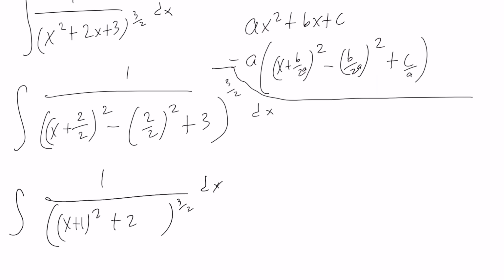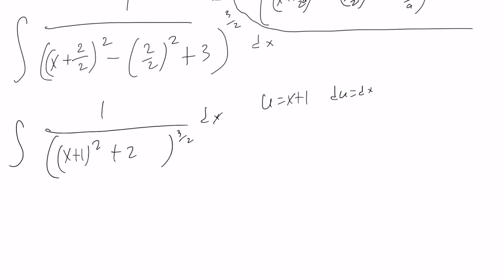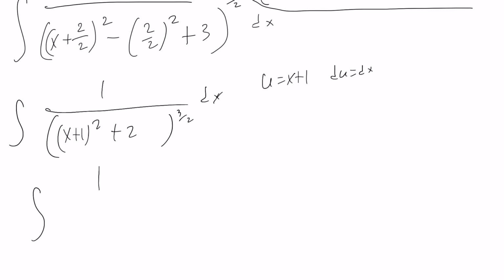Okay, so we have this x plus 1 hanging out. It's not very convenient, but we can get rid of it with a u substitution. If u equals x plus 1, then du equals dx. And so this becomes a much simpler looking integral, 1 over u squared plus 2 to the 3 halves du.